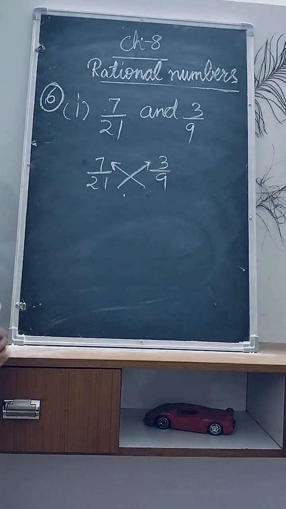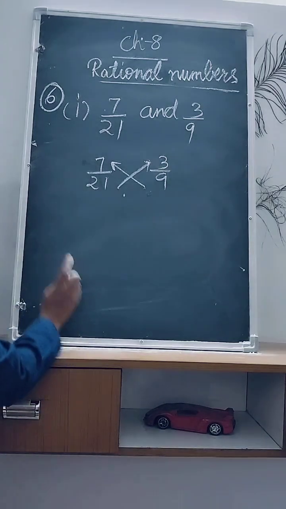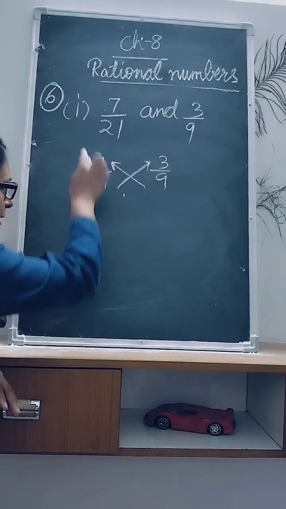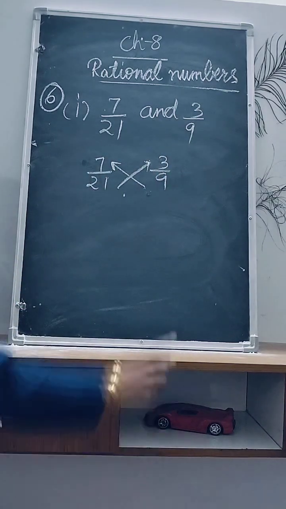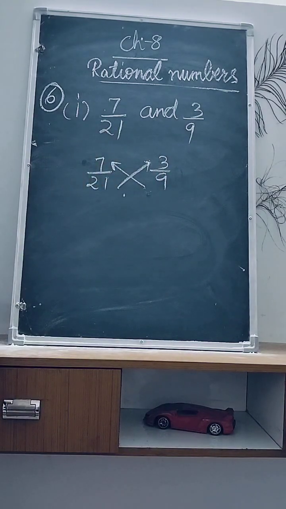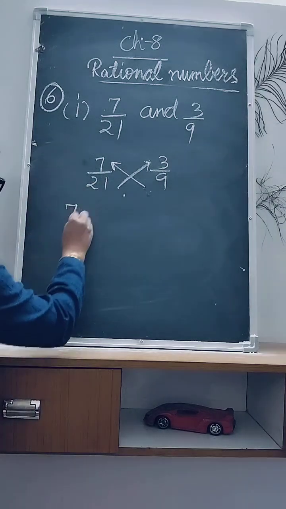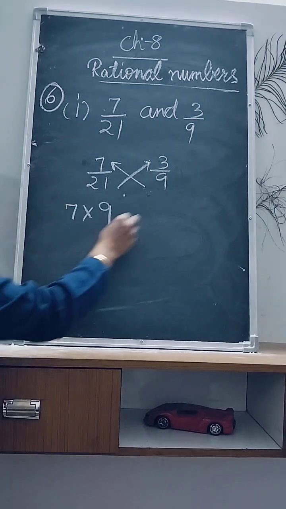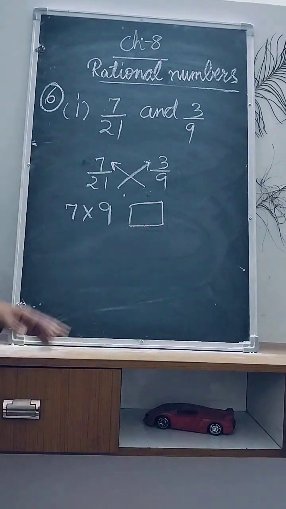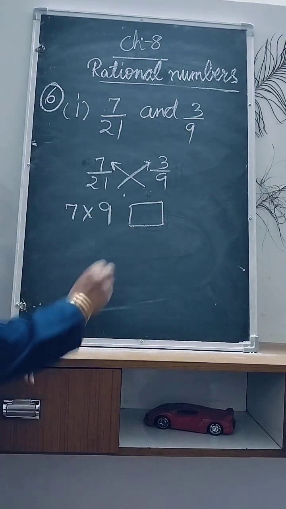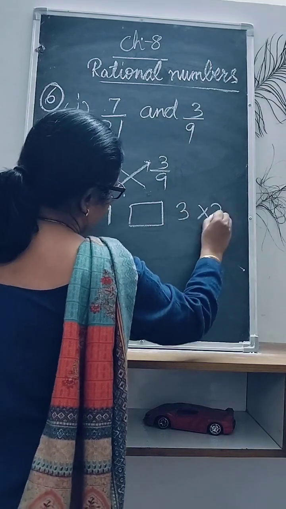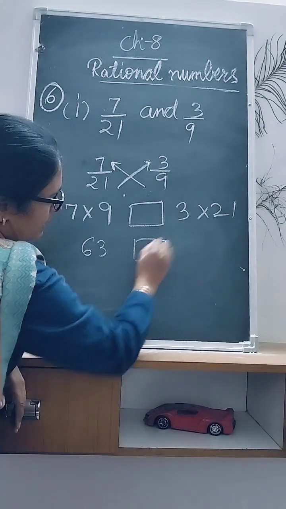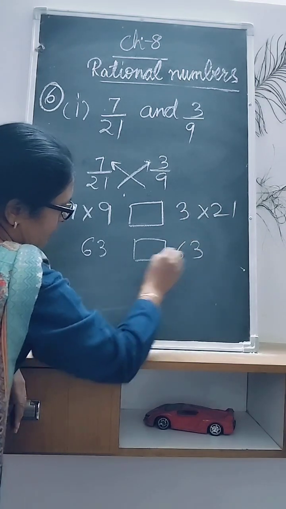7 and 3 will not change their position. Okay? Some students commit a mistake. Sometimes they take 3 on this side and 7 on this side. It would be wrong. Numerators will never change their place. They will remain as they are. So who is going? The opposite denominator will go to the opposite side. For convenience, you can place a bracket in between. Now 3 into 21, and 9 into 7 is 63. If you multiply again, you get the same.